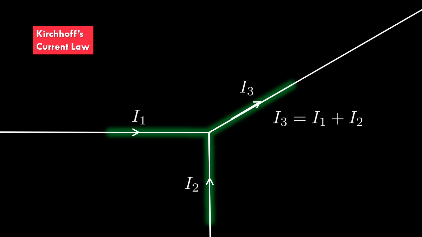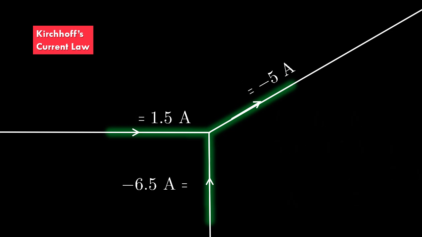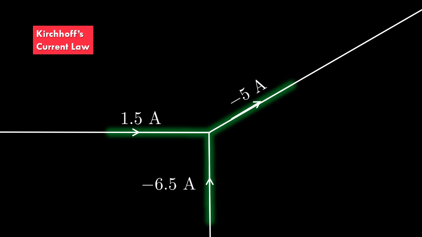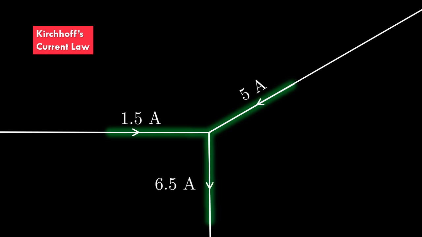KCL also works in case of negative numbers. So let's say I3 is negative 5 amperes and we want to figure out I2. As usual, we put in the values and pops out the value of I2. Now let's see if putting in these values actually makes sense. We know that if we flip the direction of the current and negate its value, the current remains same. So negative 5 amperes of current exiting the node actually means 5 amperes of current entering the node. And similar case for 6.5 amperes of current. And now as you can see, all of this actually does make sense.